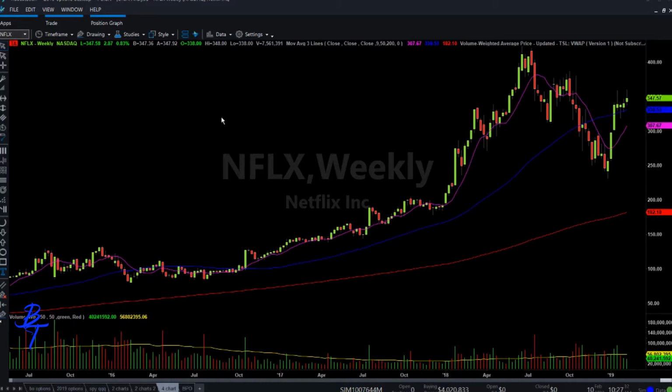Now, every morning, usually on the weekends, I go through and I mark up my weeklies and my daily charts so that once Monday comes, I can have all of that stuff already done.